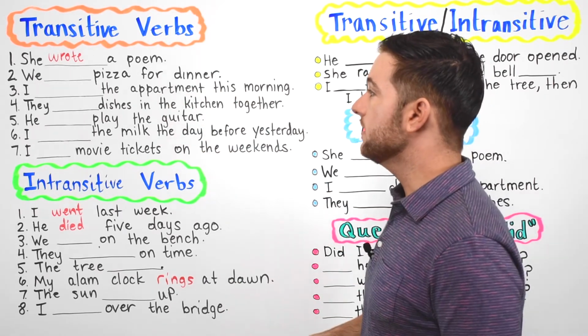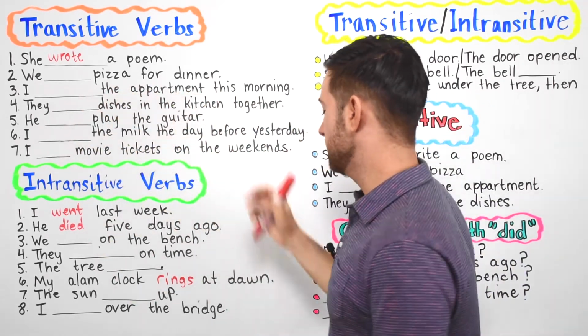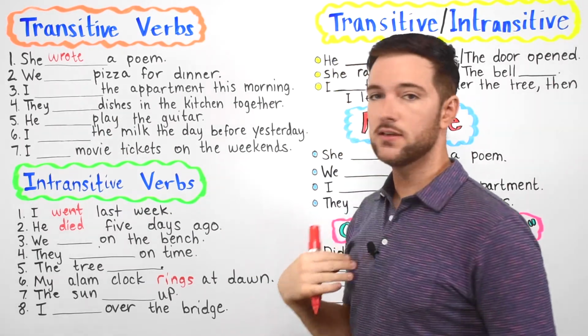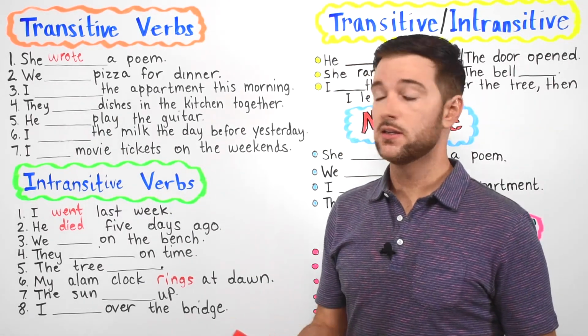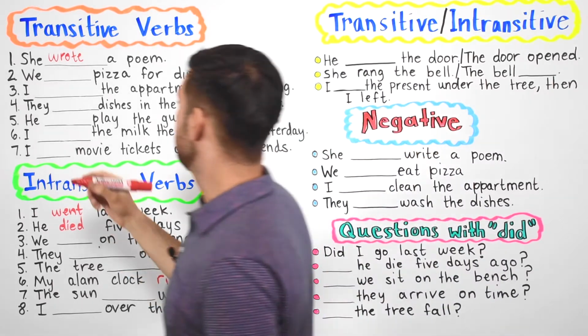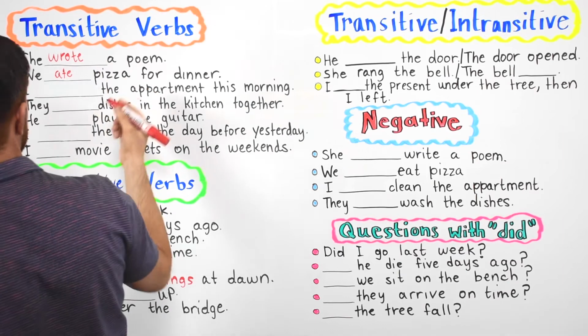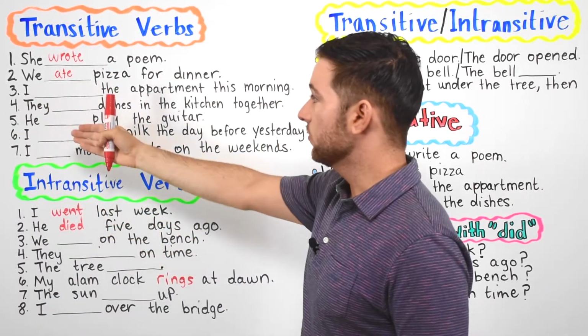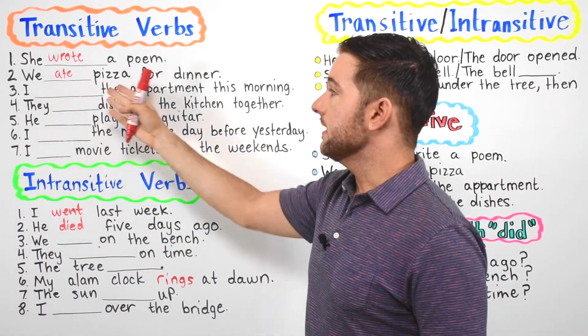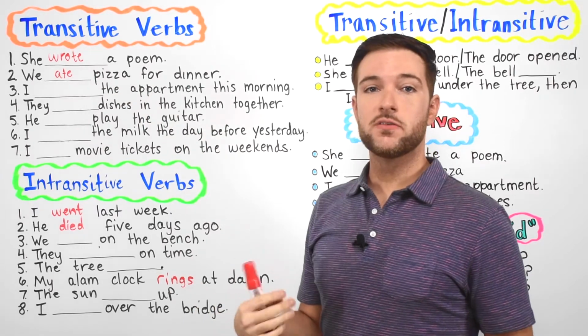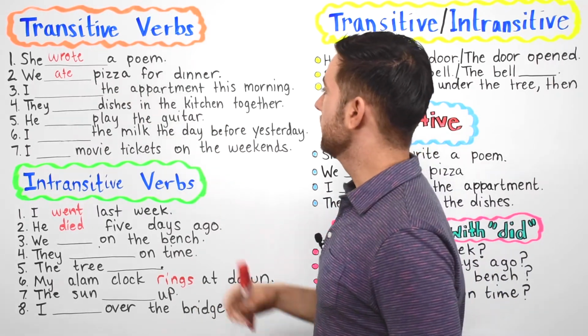Number two, we blank pizza for dinner. What did we do? We ate pizza for dinner. Okay? What did we eat? We ate pizza. Okay? We ate pizza for dinner. Okay? Nous avons mangé de la pizza pour le souper.